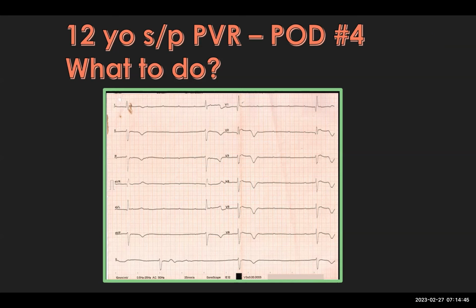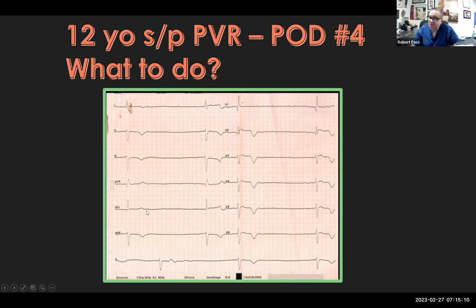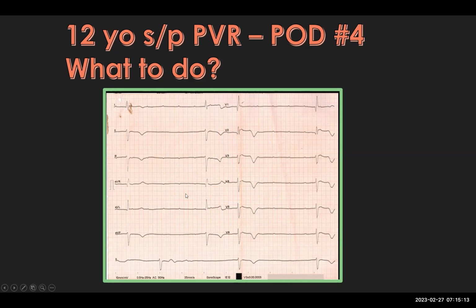All right, so it looks very slow. And it looks like we may have had a dropped beat somewhere between the first and second QRS complexes. What are these? They look like P waves. So some kind of heart block.